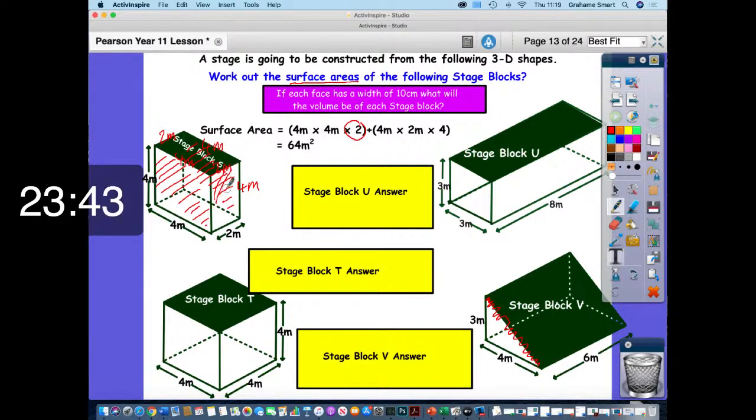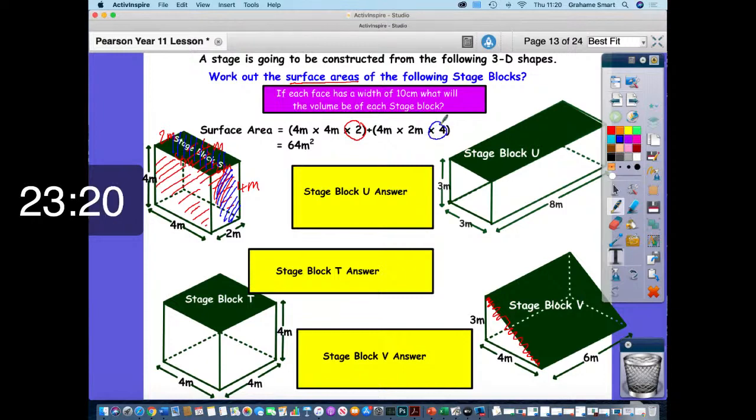Okay, if we deal with the sides now, let's do it in a different colour. You get 2 meters multiplied by 4 meters. That's going to be the same for both sides. And also, the top and the bottom are also given by 2 meters multiplied by 4 meters. So there's four faces that are calculated by doing 4 meters multiplied by 2 meters. That's why I've times by four there.